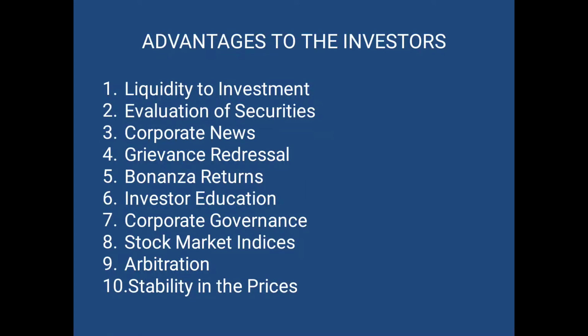So they have made a filter so that no one should take advantage of the market, what you call arbitrating. Okay, that should not happen. He will purchase in one market where the price is less, and sell it in another market where the price is high. That should not happen. For that only, the stock exchange also maintains stability in prices. This will protect the interest of the investor also. Okay, so these are the advantages to the investor from the stock exchange.